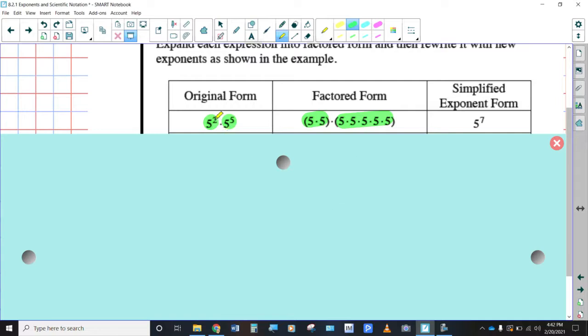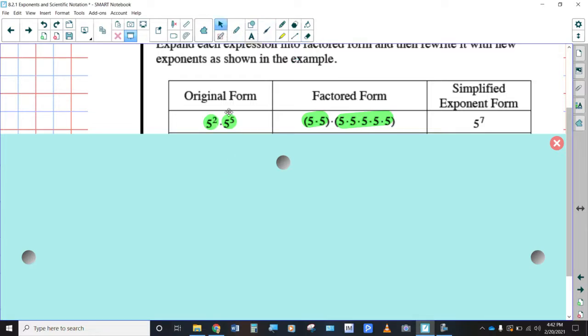So if you were to multiply 5 squared times 5 to the 5th, you'd be multiplying 5 times 5 times 5 times 5 times 5 times 5 times 5. Well, how many times are you multiplying that 5 together? 7 times, right? So the simplified version of this expression would read 5 to the 7th power.